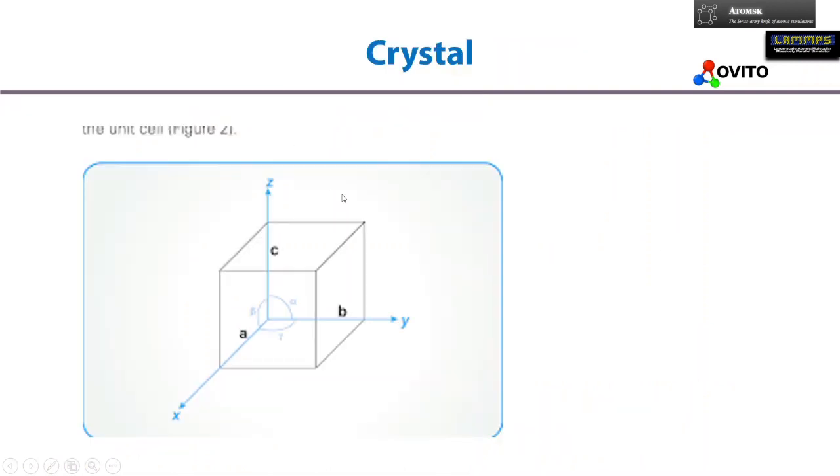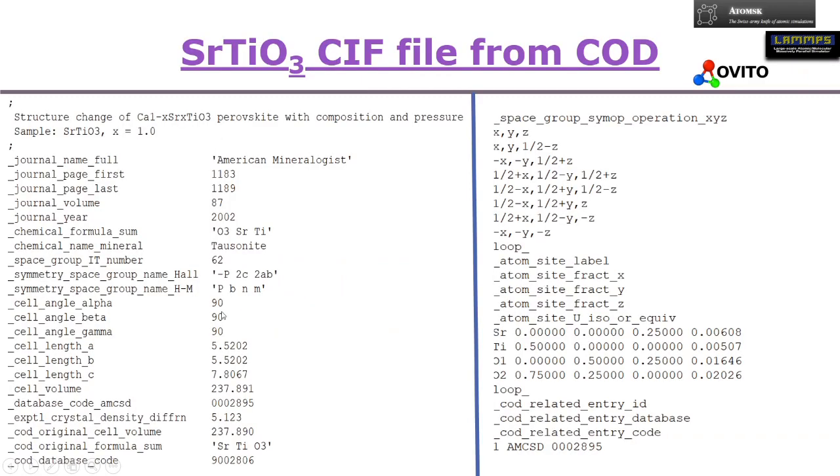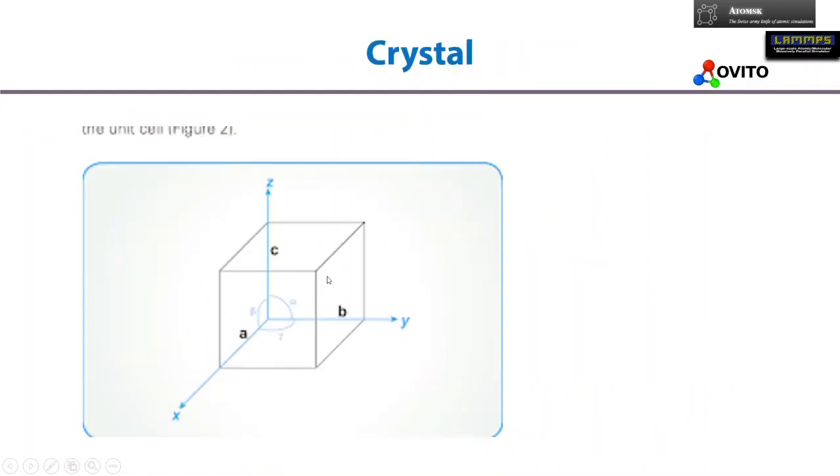Firstly, to understand the unit cell. This is a unit cell, and the length of the sides of the cube is the cell length, and the angle between them is the unit cell angle. So you see cell angle alpha, cell angle beta, cell angle gamma, and cell length a, b, c. This can be found easily from this crystal structure.